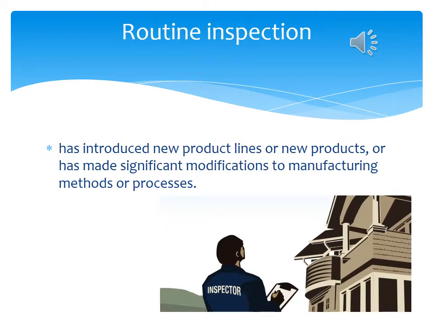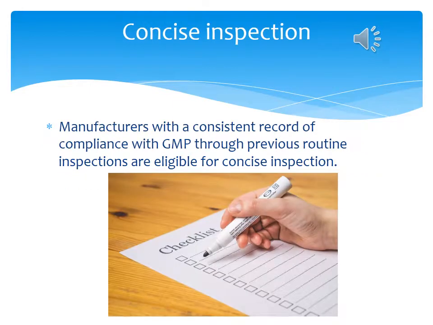The continuation of routine inspection. The next 3 points will specify and identify the routine inspection type. Number 1. When the manufacturer has introduced new product lines or new products or has made significant modifications to manufacturing methods or processes. Number 2. Has a history of non-compliance with GMP. Number 3. And finally, has not been inspected during the last 5 years.